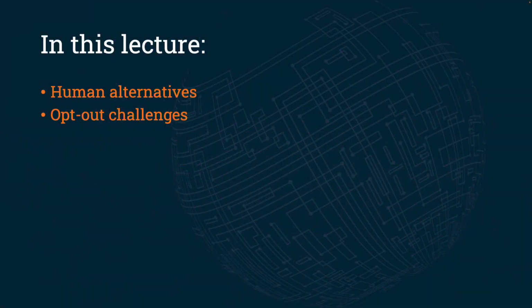In this lecture, we are going to discuss AI opt-outs and opt-out challenges. Specifically, when it comes to opt-outs, we're going to look at human alternatives, and then we're going to look at some recent studies that have tried to get large language models to unlearn data they were trained on.